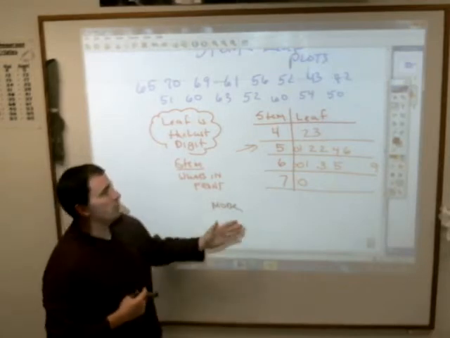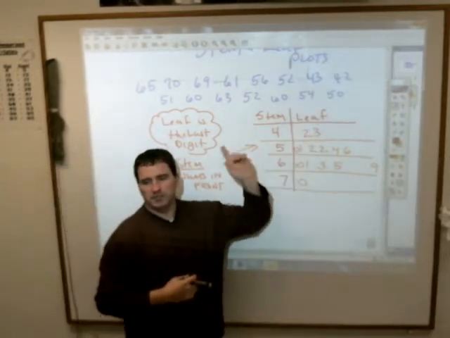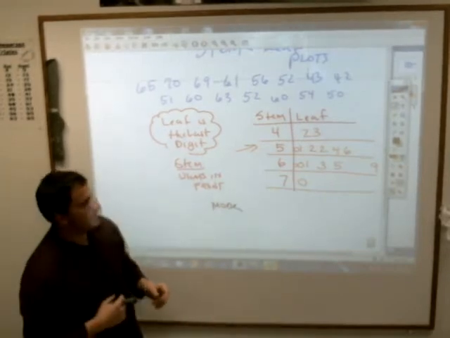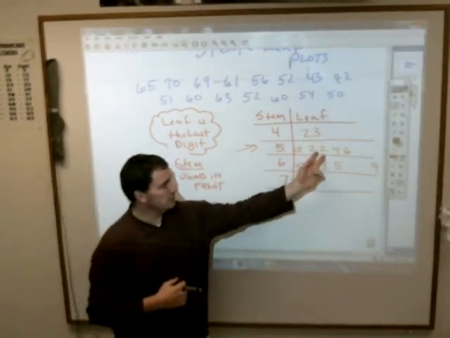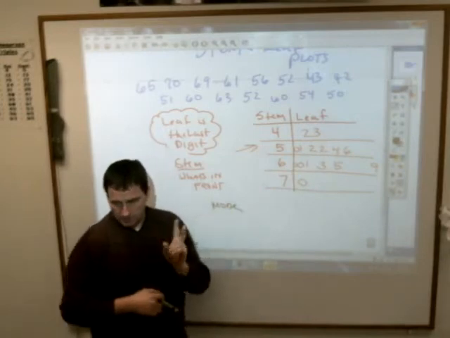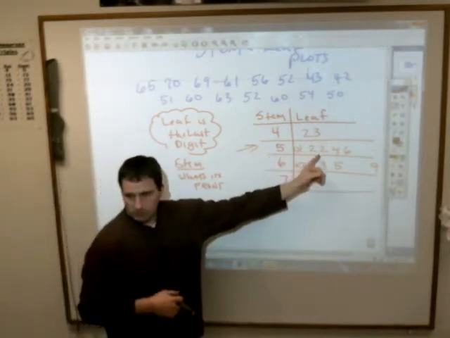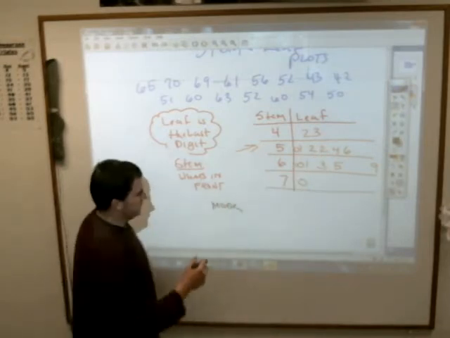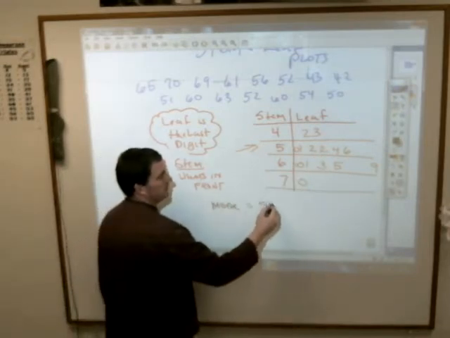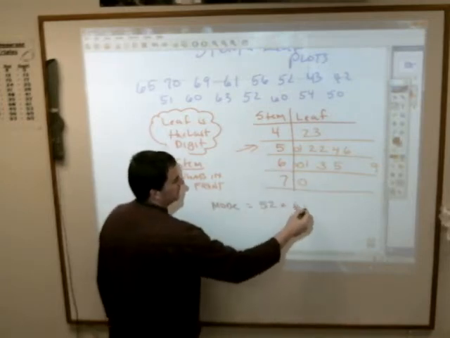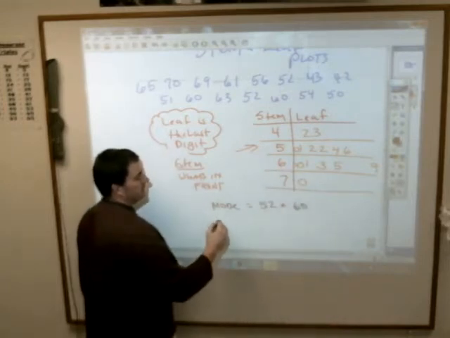Alyssa Smiley, what is the mode of all these numbers? What two numbers repeat? There are 2 of them. Looking here, I've got 2 2s there, 2 0s there. What do those numbers stand for? What are those numbers? 5 with the 2 is 52. It's bimodal. It has both 52 and, what's the other one? 60. Thank you.